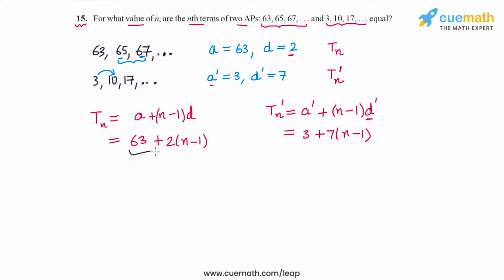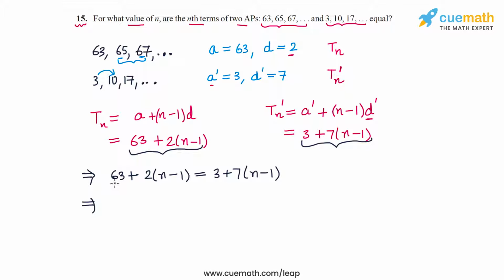Now these two terms should be equal. So if we equate them, we will get an equation in n. So 63 plus 2 times n minus 1 is equal to 3 plus 7 times n minus 1. So from 63 I can subtract this 3, so I get 60, and on the right side I have 7 times n minus 1, and if I take this term 2 times n minus 1 to the right side, I will get 5 times n minus 1. And now if I divide both sides by 5, I will get n minus 1 is equal to 60 by 5 or 12, and this means that n is equal to 1 plus 12 or 13.